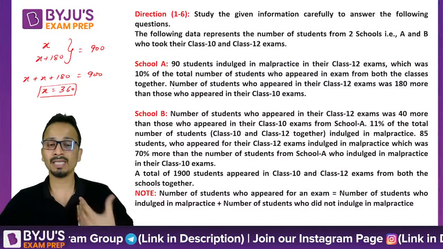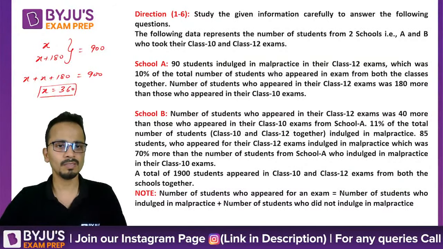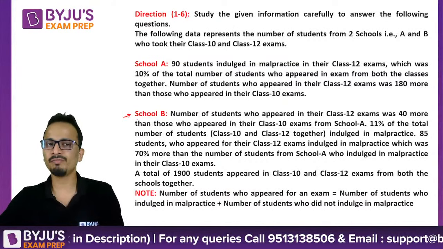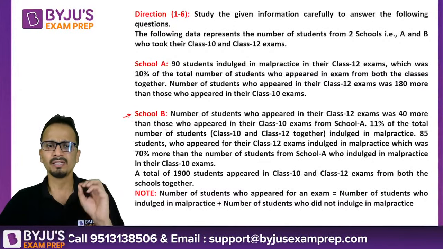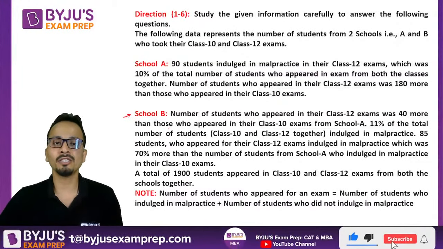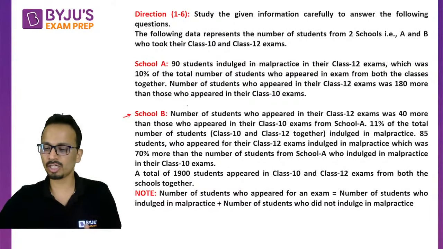Now let's move on to school B, the second school. Whatever information is given in this paragraph will be for school B. It might be possible that we find some of the values of school B in comparison to some of the values of school A. So let's do this.